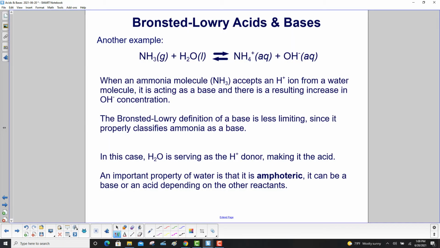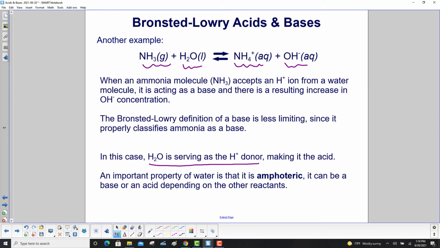Another example, ammonia plus water gives you the ammonium ion plus the hydroxide ion. So when an ammonia molecule accepts a proton from a water molecule, it is acting as a base, and there is a resulting increase in hydroxide concentration. The Bronsted Lowry definition of a base is less limiting since it properly classifies ammonia as a base. In this case, water is serving as a proton donor, making it the acid.